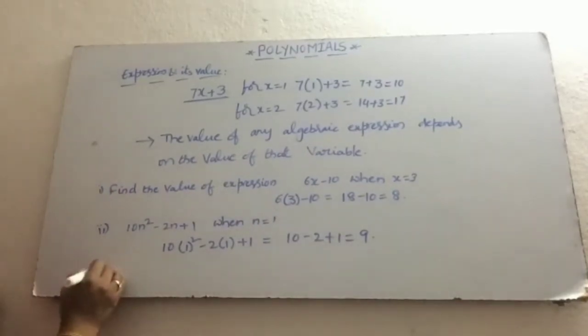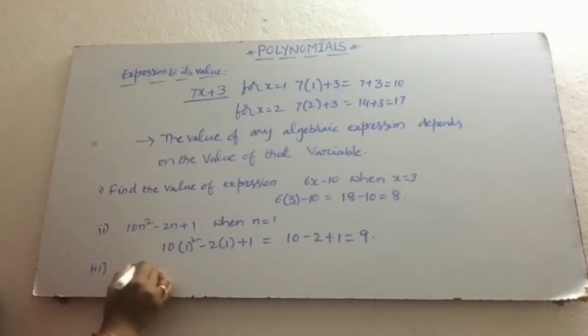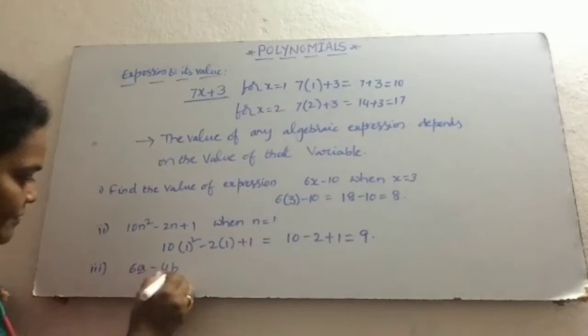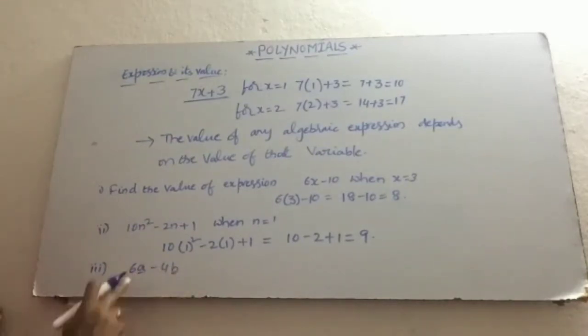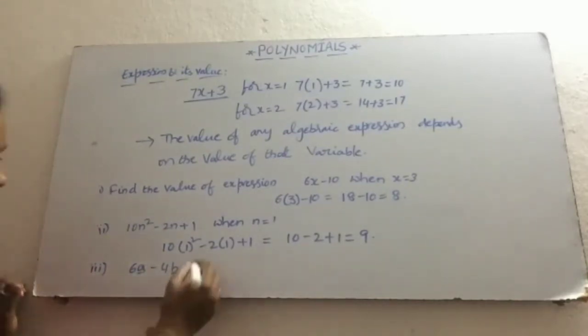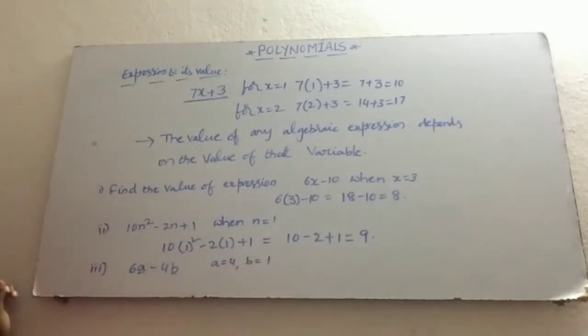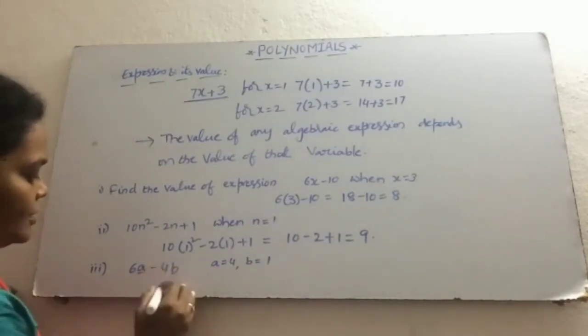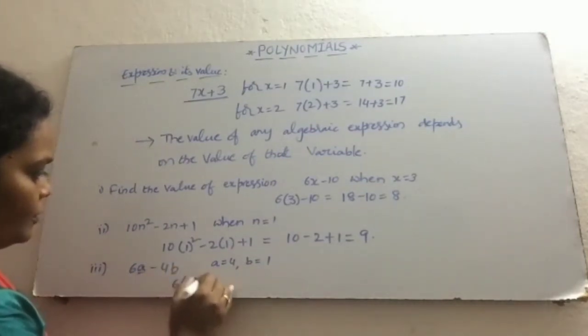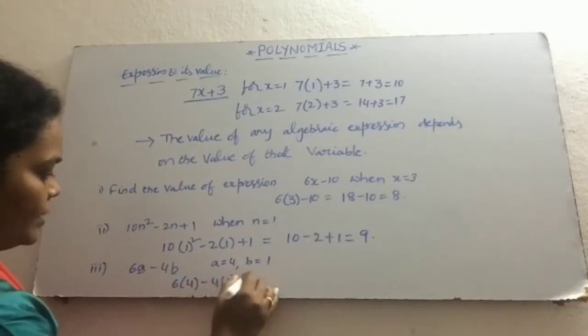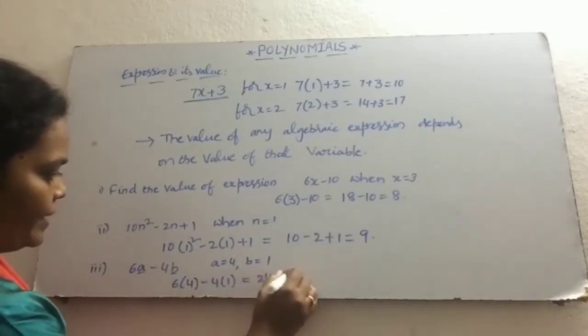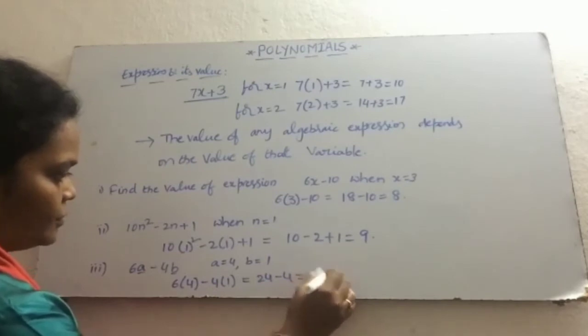And another example, 6a minus 4b. Here two variables are given, a and b, and a equal to 4, b equal to 1. Then what is the value of this expression? 6 into 4 minus 4 into 1. So 24 minus 4, that equal to 20.